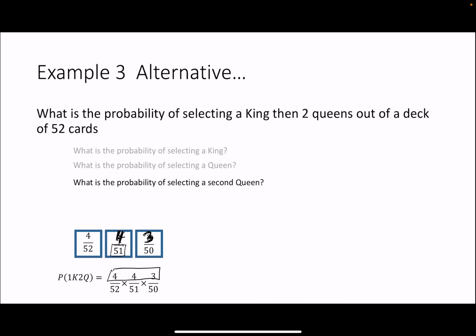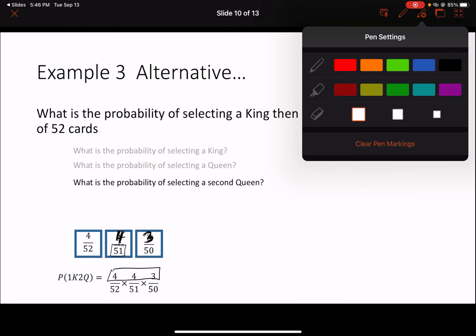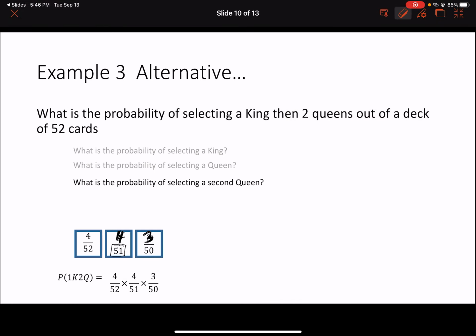4 times 4 times 3. So let's clear some of this stuff. 4 times 4 times 3 over 52 times 51 times 50. Okay, that's 2 over 5525, which is exactly what we got in the previous example.